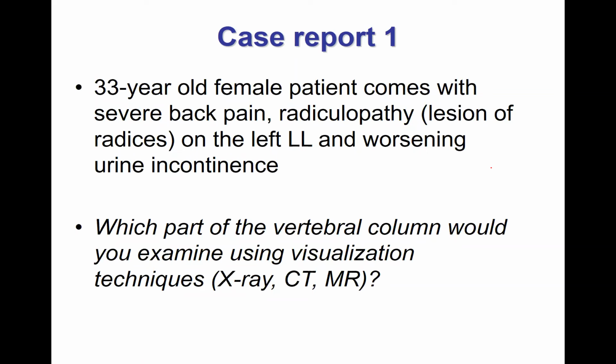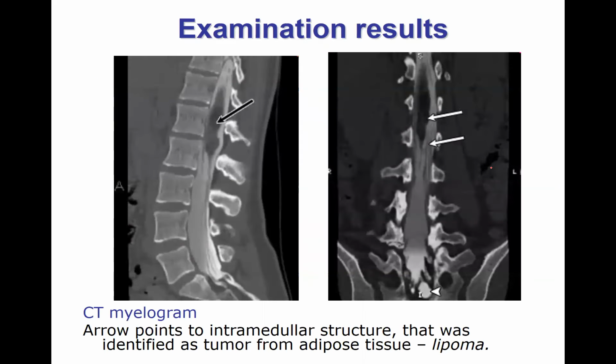So please write me the answer. Which part would you examine? And then I'm going to show you how it looks like. So you will examine the sacral vertebral column. If you examine the sacral vertebral column, you will examine here the Cauda equina.